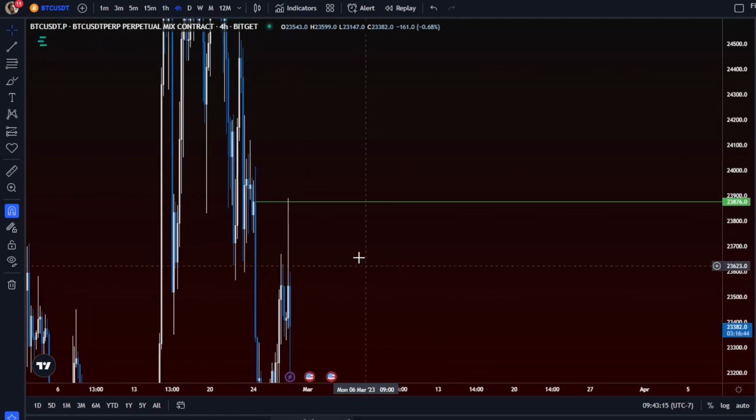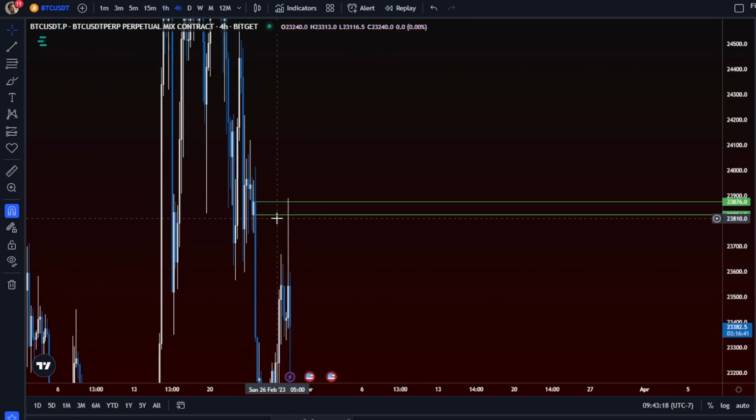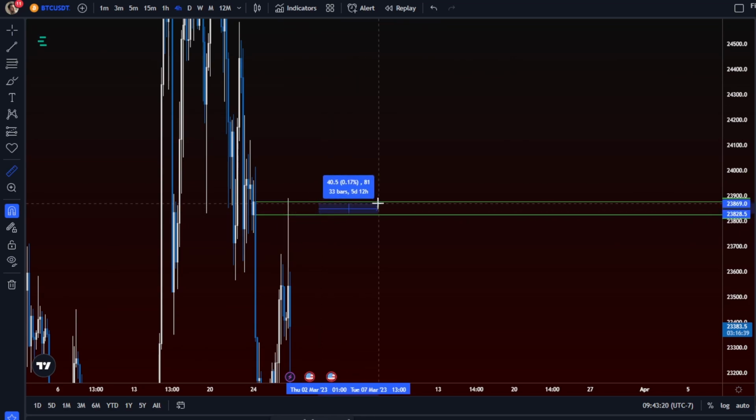Just because they're big time frames doesn't mean anything. Like this was a 4-hour. How far did it go past this? There was the hourly right there. Probably a lick. No.